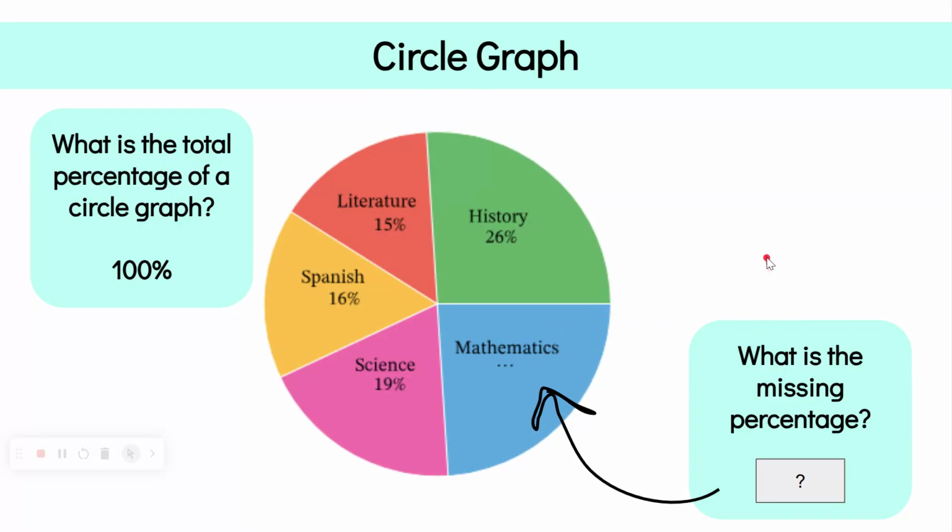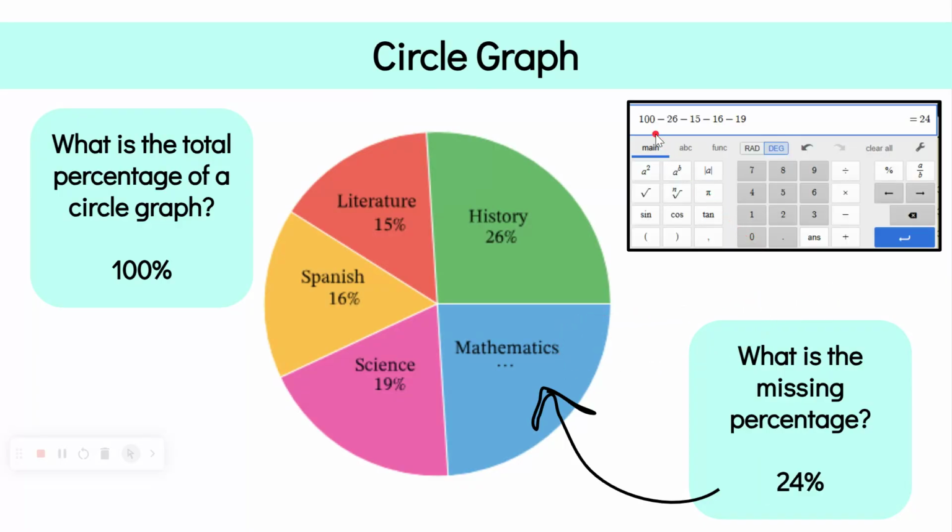If the total is 100, I'm going to start with 100 in my calculator, and I'm going to subtract history, literature, Spanish, and science. And what I'm left with is 24% for math, which also looks pretty accurate. That's almost a quarter of the circle.